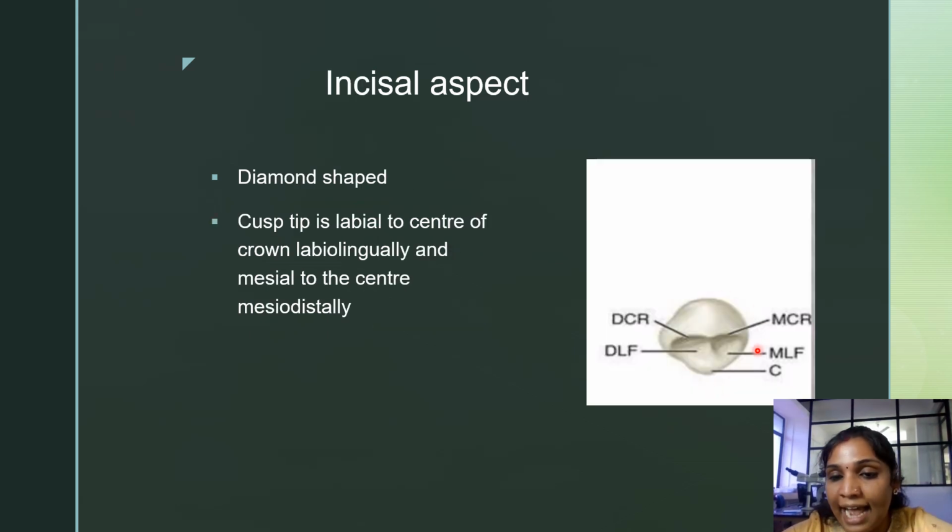Lastly, the incisal aspect: the shape of the incisal aspect is diamond shaped, and the cusp tip is labial to the center of the crown labiolingually, and mesial to the center mesiodistally.